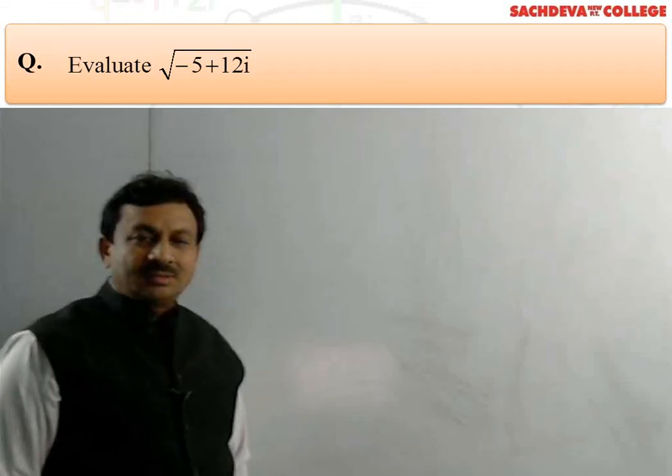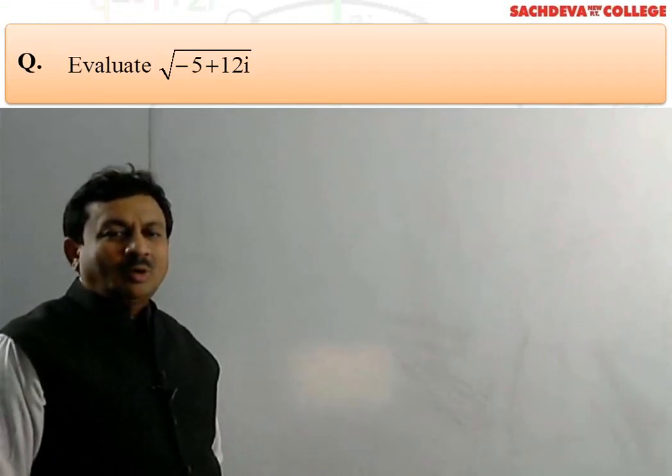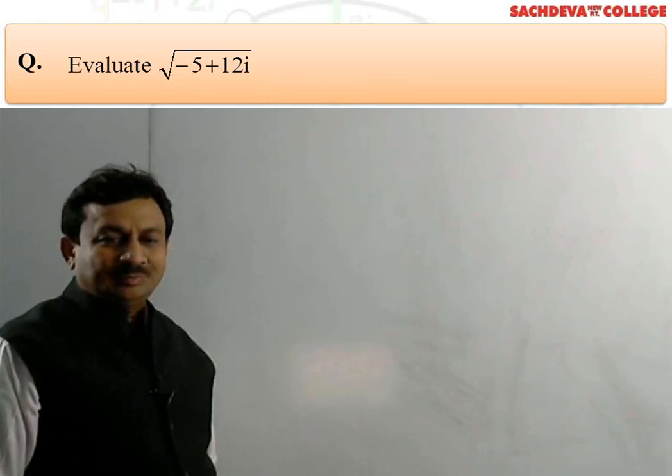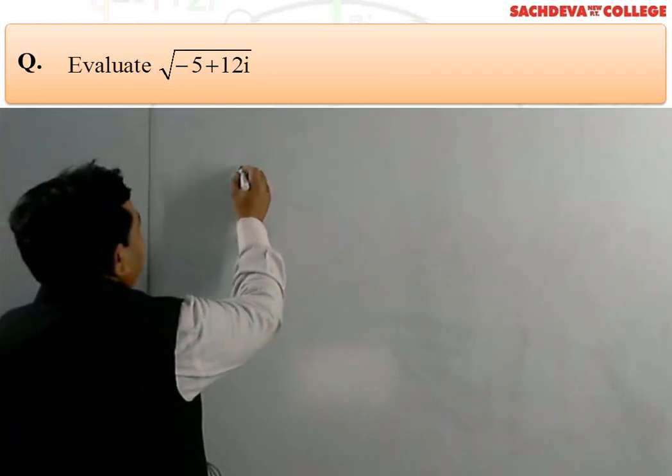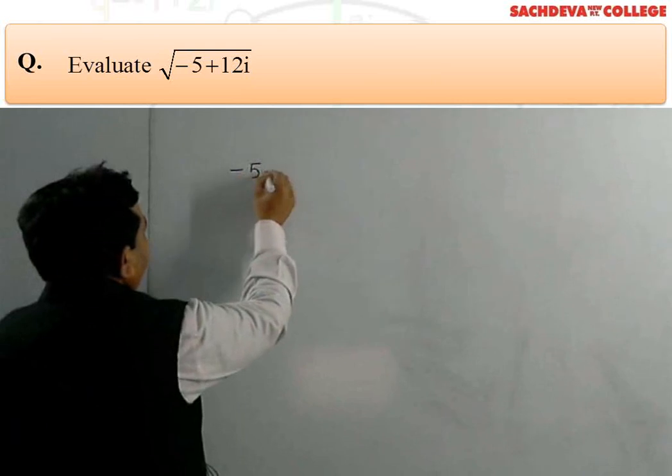Now we discuss: evaluate the square root of -5 + 12i. So we want to find here the square root of -5 + 12i.